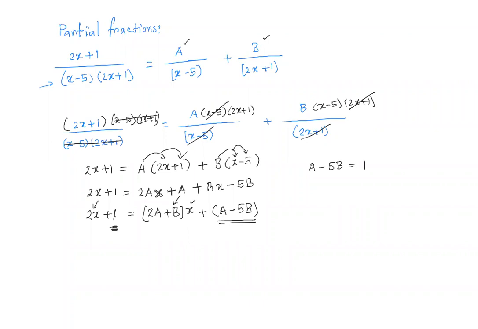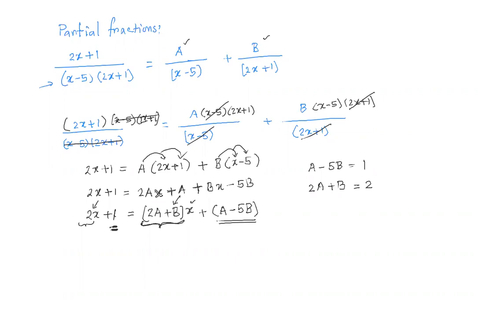Now, the coefficient of x on the right is 2a + b. I said left, but I meant to say right. The coefficient of x on the right is 2a + b, and the coefficient on the left for x is just 2. So it must be the case that 2a + b = 2. Now you see, you have two unknowns and two equations. You can easily solve it.